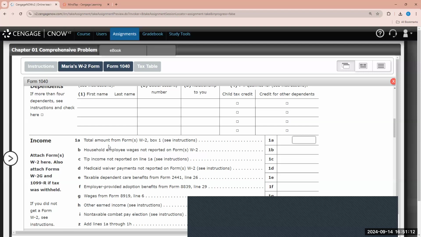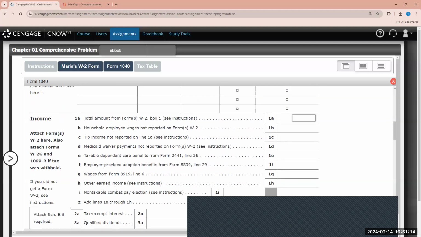So now we move on to the income section of Form 1040. Here we see line 1A, which says total amount from Forms W-2, box 1. B, we see household employee wages. C, tip income not reported on line 1A, medical waiver payments, any taxable dependent care benefits from Form 2441, and any employer-provided adoption benefits. So we have lines 1A, B, C, D, E, F, G, H, I.